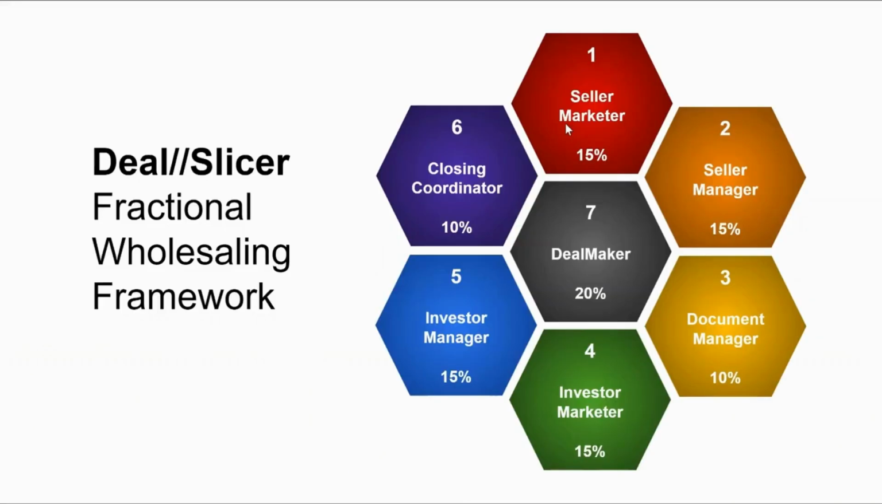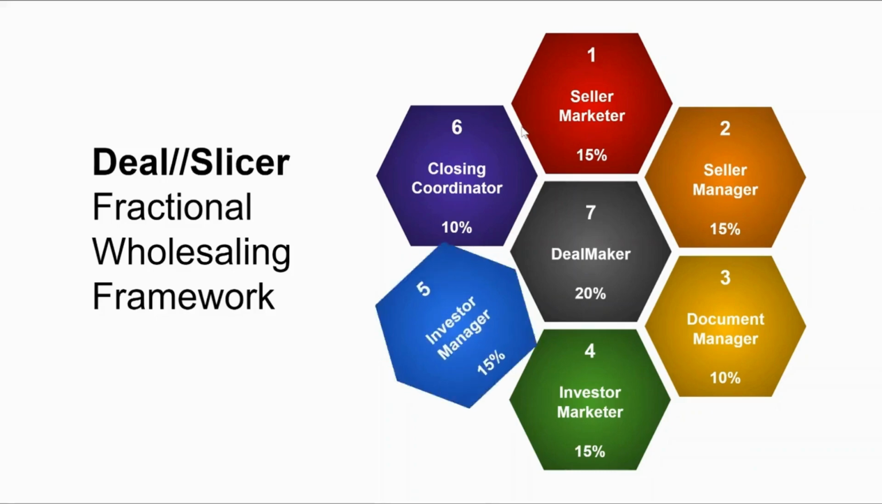This is the introduction. And you by now are sick of seeing this deal slicer fractional wholesaling framework. Hopefully by now you're familiar with it. You know that these are 7 roles that are used to divvy up the responsibilities of taking down a wholesale deal in a manner that lets a group of people collaborate on taking down this wholesale deal in a way that keeps everybody in their own lane, keeps people from stepping on each other's toes, and also makes sure that no functions are left undone.